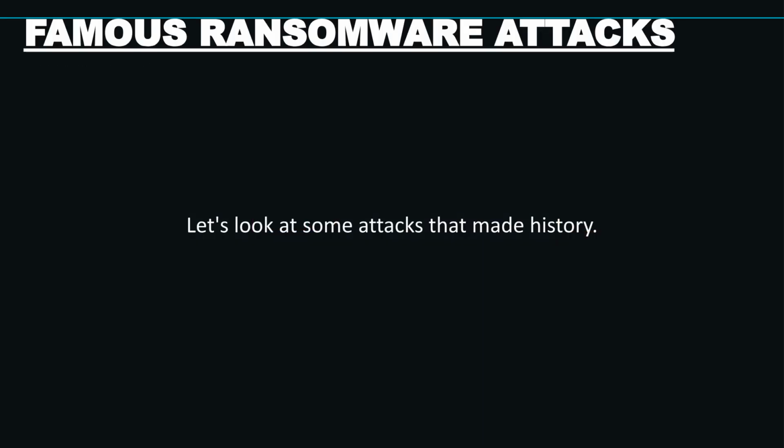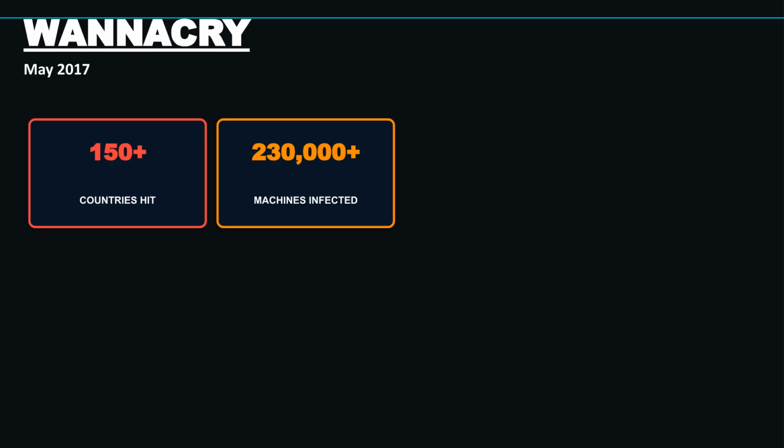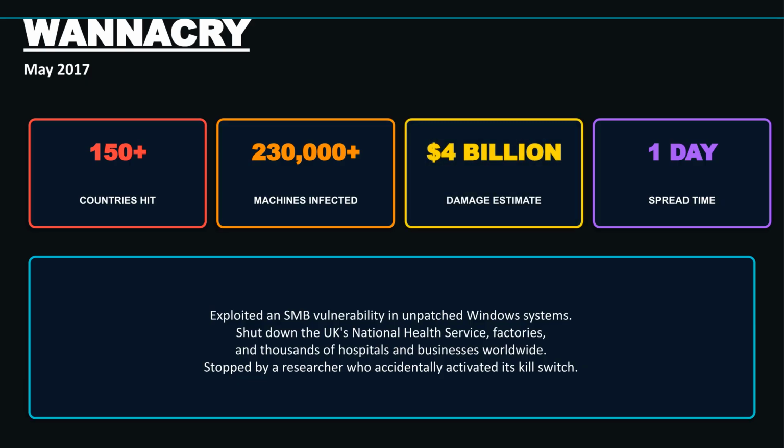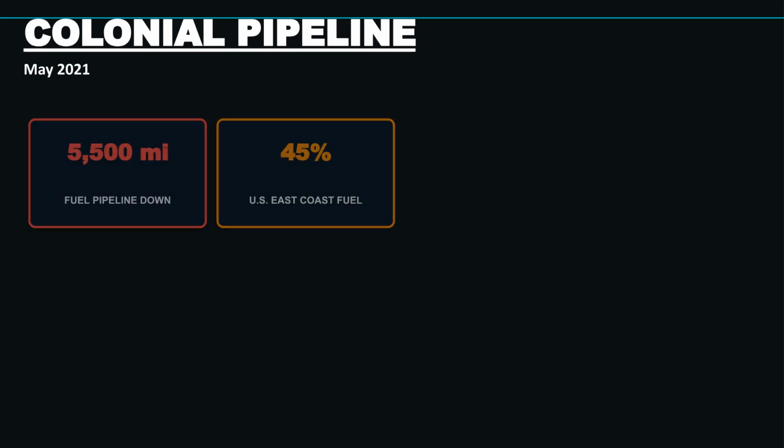Now, let's look at some famous ransomware attacks that made history and changed how the world thinks about cybersecurity. WannaCry, in May 2017, infected over 230,000 machines across more than 150 countries in a single day. It shut down the UK's National Health Service, caused billions in damage, and was only stopped by a researcher who found its kill switch. The Colonial Pipeline attack in May 2021 shut down the largest fuel pipeline on the U.S. East Coast for 6 days.